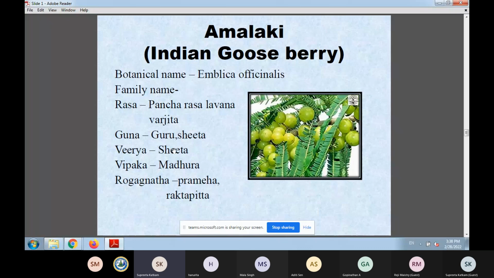In the next home remedy slide, you will come to know how we use this in diabetes mellitus. Okay, so this is a little special.